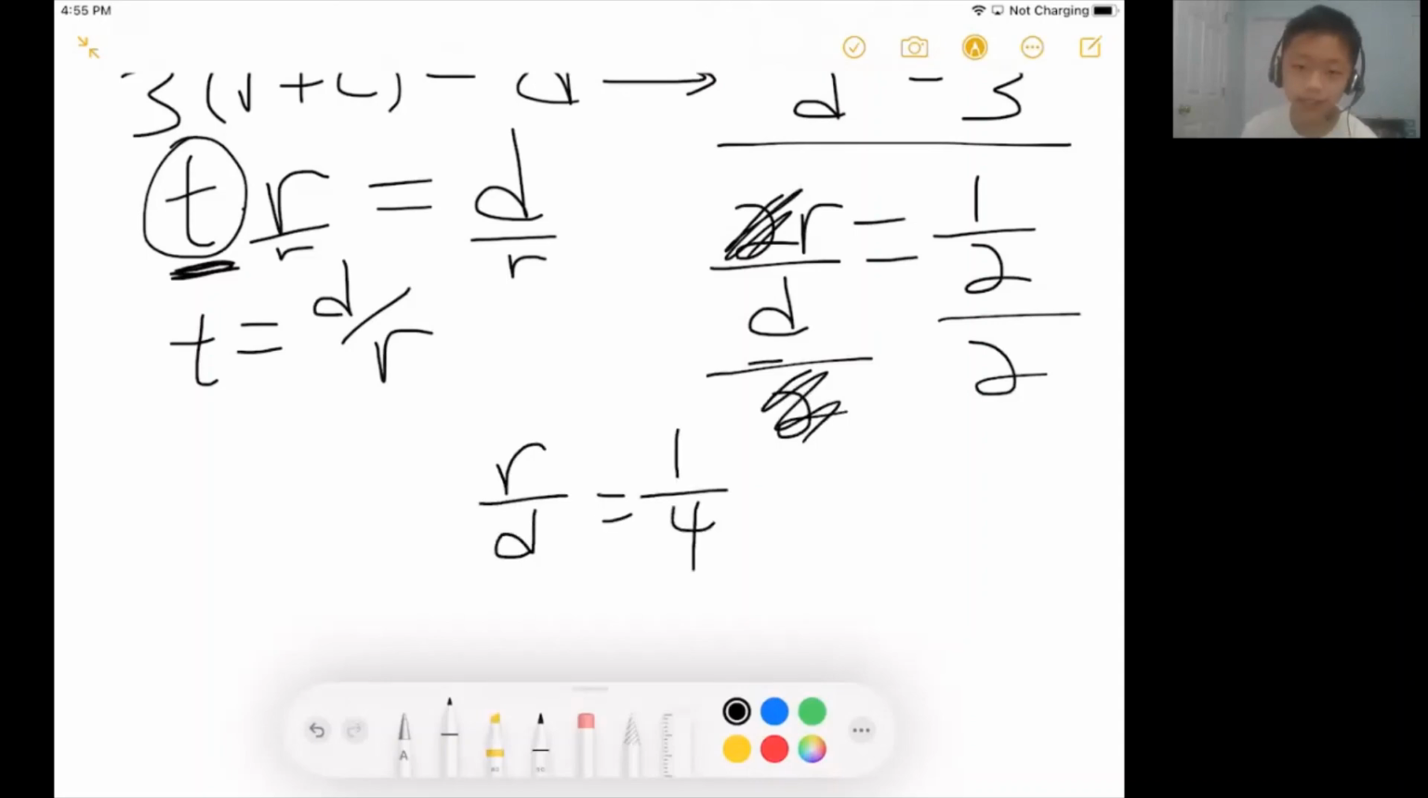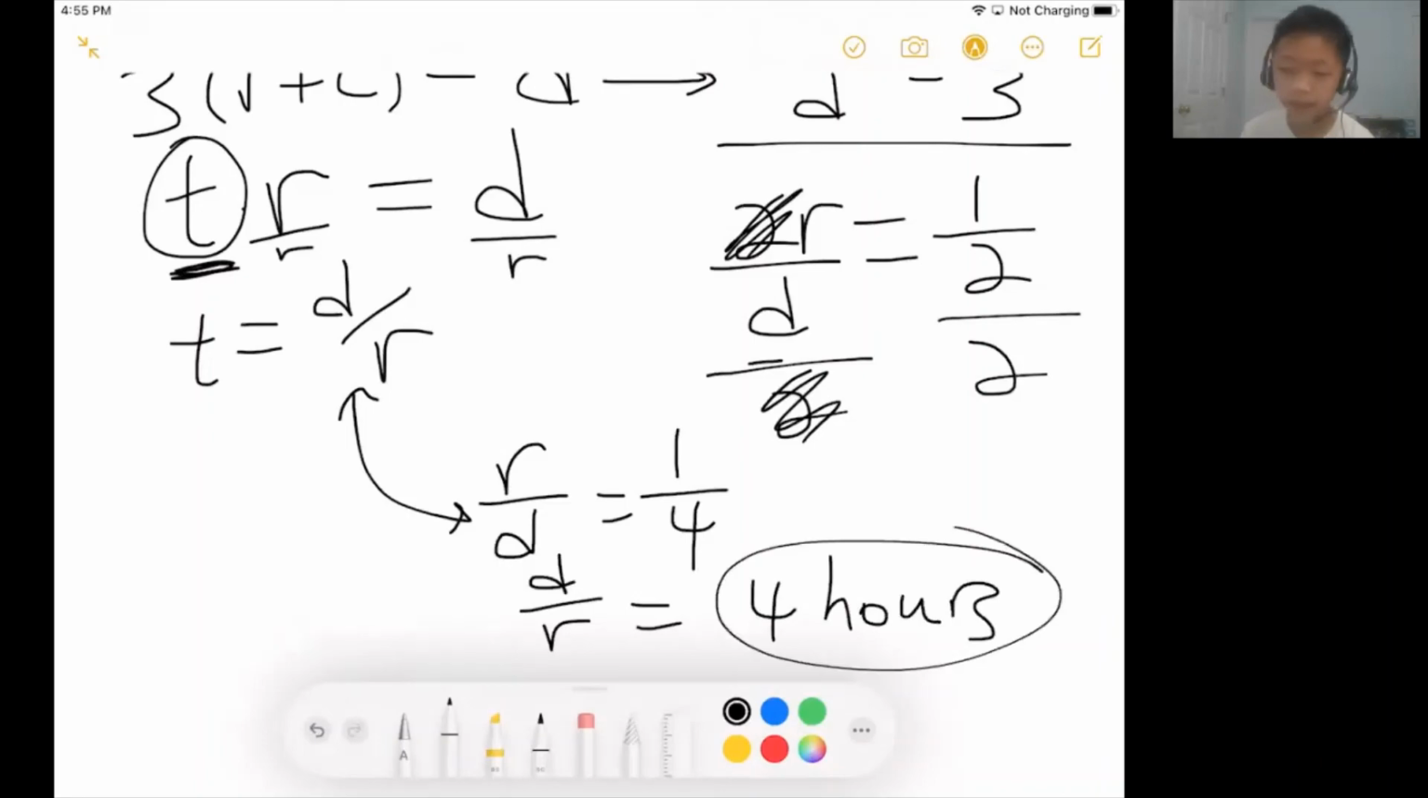Now I can just take the reciprocal of both sides to find what t is. So d over r is going to equal 4 hours, which is our time. And that's our answer.